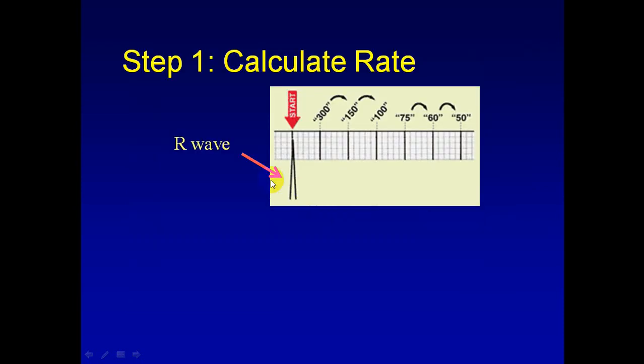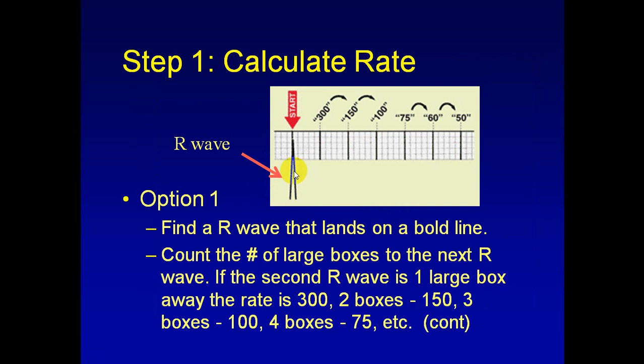So this is the R wave, and take the number of boxes to the next R wave. If the RR wave is one box, the rate is 300. If two boxes, 150. If three boxes, 100. If four boxes, 300 over 4 is 75. If 5, it's 60. If 6 boxes, it's 50, and so on.